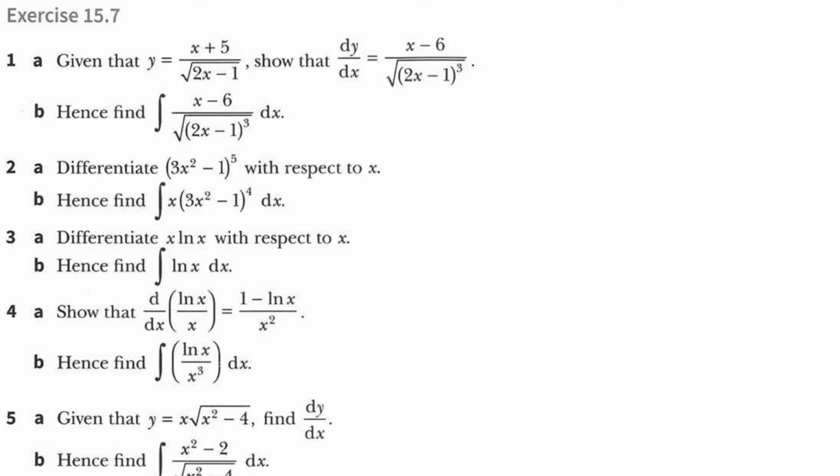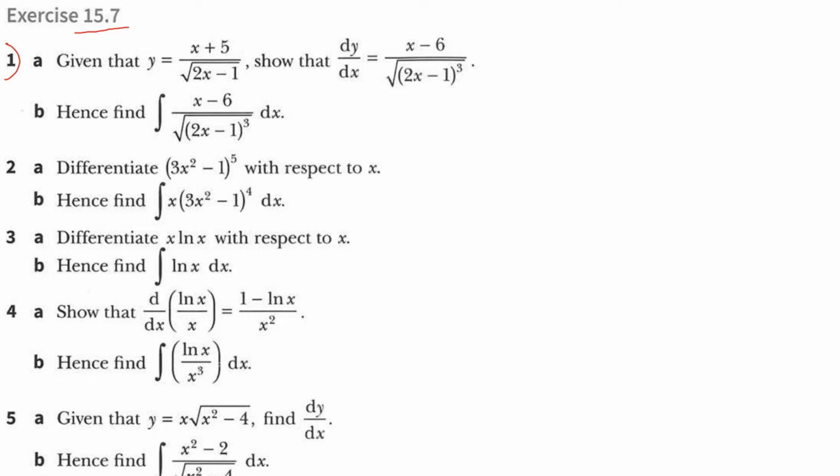Admath book, and we are doing the questions from exercise 15.7. The first question is given there: y equals (x plus 5) ... show that the expression. So the first part we actually differentiate with the relevant differentiation. Then the second question, hence find this one. With the help of differentiation we can find out this answer.